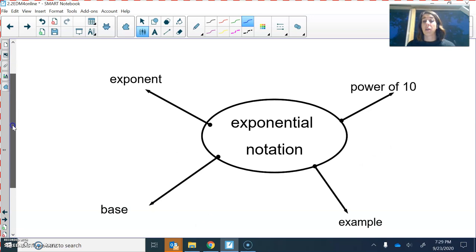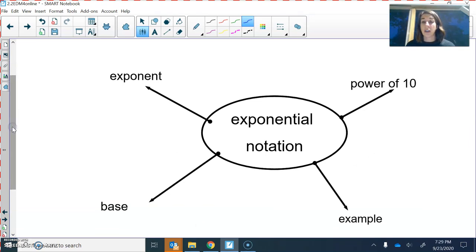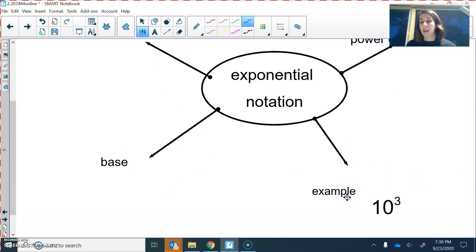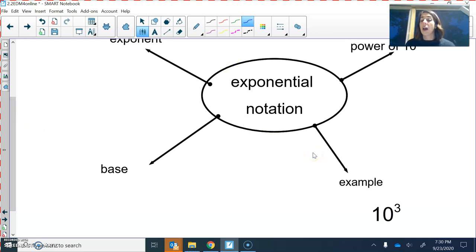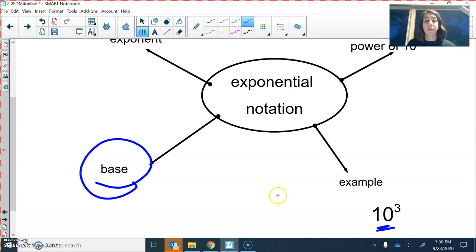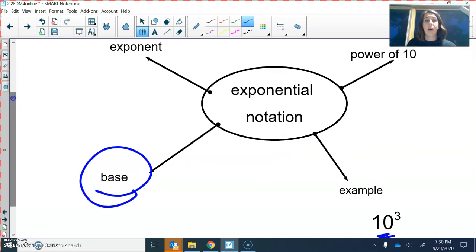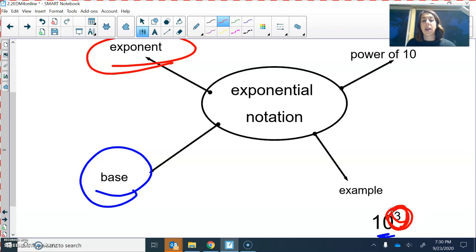So the first thing that we're going to talk about is exponential notation. This is an important vocabulary term to really delve into pretty deeply. Right over here, you can see that there is an example, and my example is 10 to the third power. If I look at that example, we have two parts of this exponential notation. We have something called the base, and that's the 10. That's the big number there on that example. We also have something called the exponent, and the exponent is this tiny little number at the top.